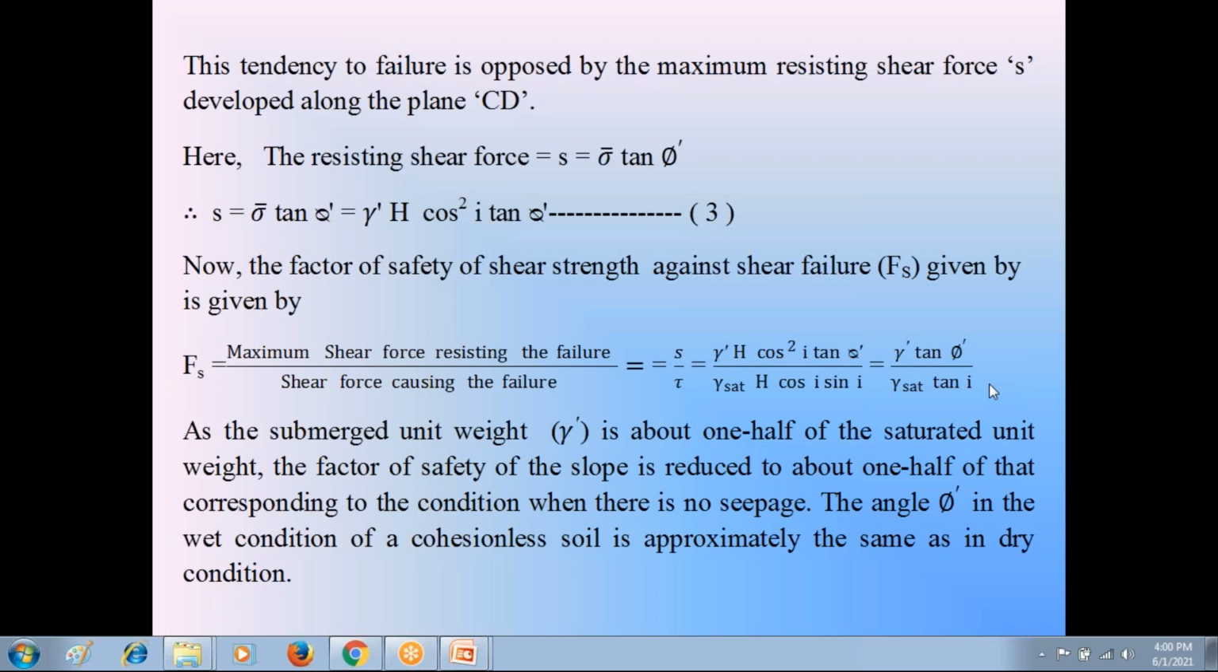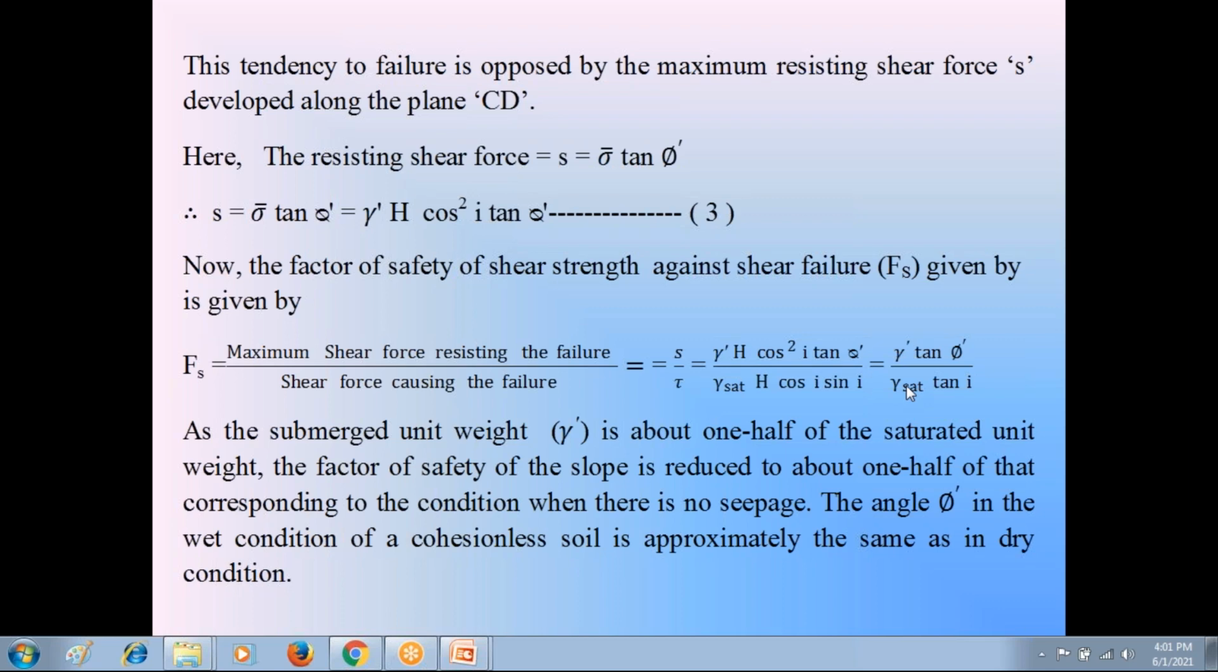Due to that, the soil slopes are subjected to failure in the rainy season because of this decrease in the factor of safety of the soil slope. So this is the reason why those soil slopes are subjected to failure in the rainy season: because of the decrease in the factor of safety of the soil slope due to the seepage flow condition.